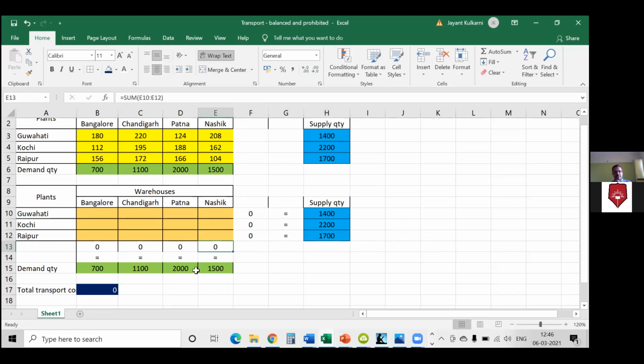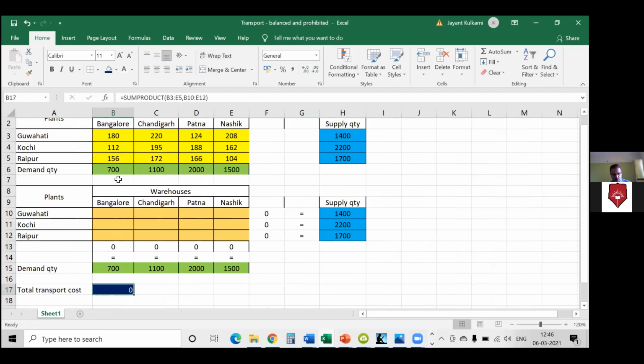Once I have done that, the last step before I go to Solver is to capture the formula for the total transport cost. Remember, our objective is to minimize the total transport cost, right? So the formula is going to be SUMPRODUCT of the two matrices. Open the bracket, give the first matrix, which is the transport cost matrix, put a comma, and then enter the second matrix, which is the quantity matrix, the orange matrix. So that is my SUMPRODUCT formula.